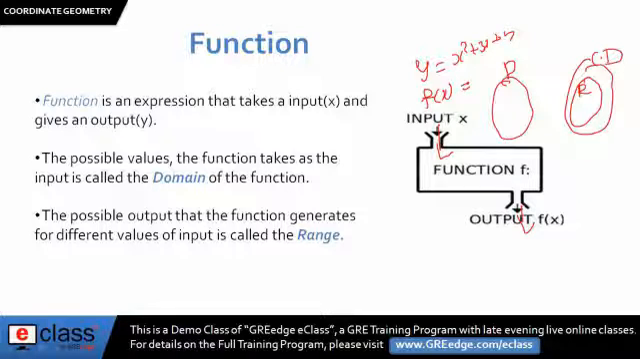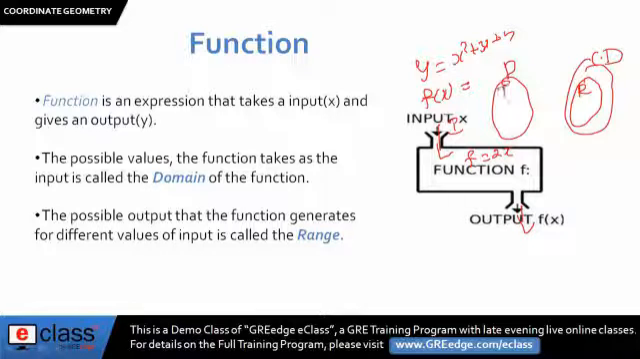For example, if I define my function as 2x, I'm going to give input as an integer. Then what will be my output? Can anyone tell me what could be my output if I give an integer as an input? Yeah, I agree with that. It may be integer, but what can you say more precisely? Exactly. The numbers are going to be even numbers.